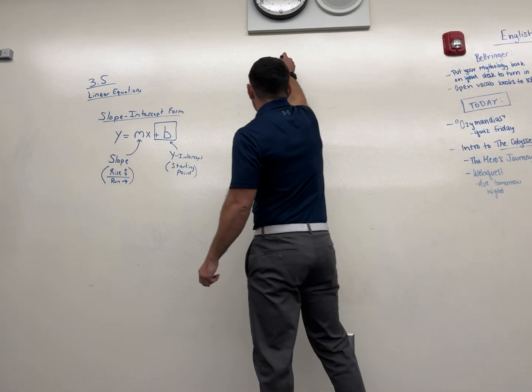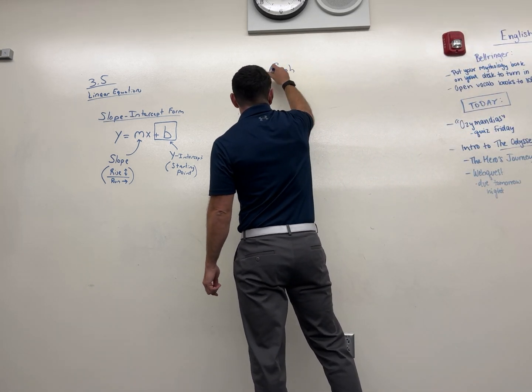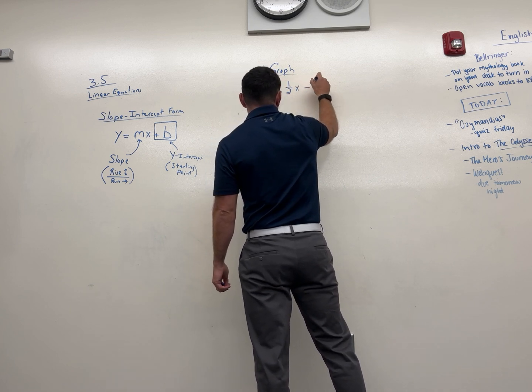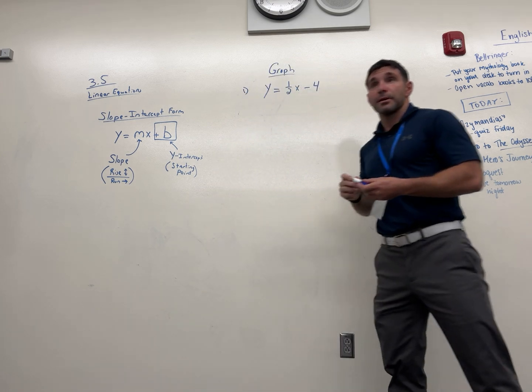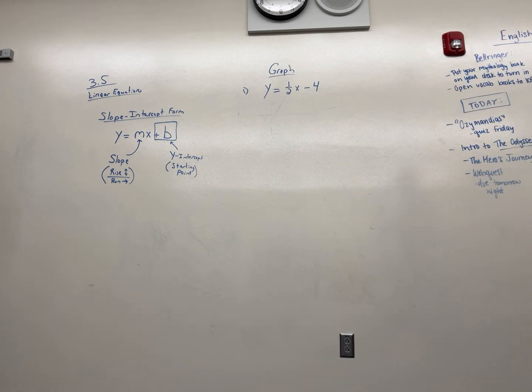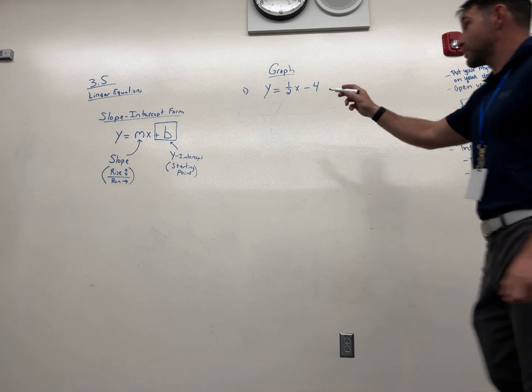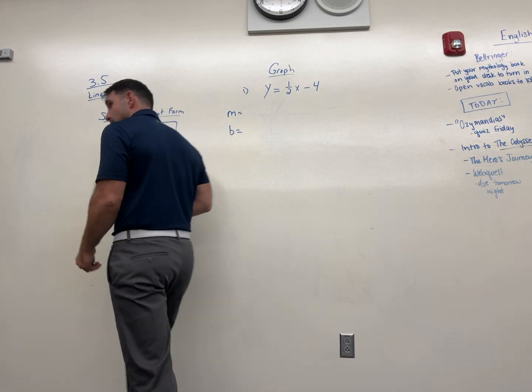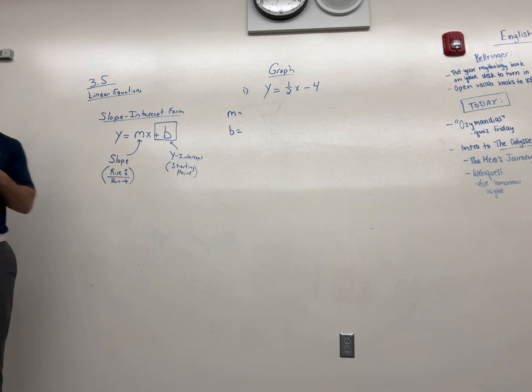So let's say the question says graph, and we have this equation, y equals 1/2 x minus 4. Immediately, what I want you doing is asking two questions. One, is it in slope-intercept form? Yes. Two, what's my slope and y-intercept? So I'm going to come off to the side and say m equals, b equals. I need to know those two. Without those two, I can't graph it.